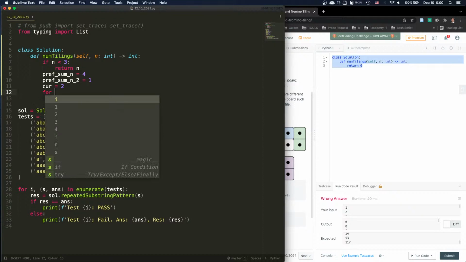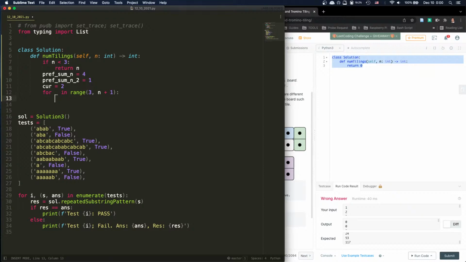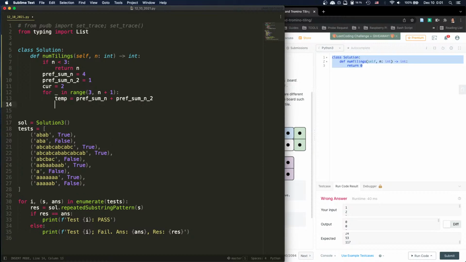Now, for this in range, right, from 3 to n plus 1, right? Wait, do we need plus 1? Oh, we do need plus 1. Okay, so for each one coming out, we're going to do a temp first. Temp is the new value, right? Temp is equal to, it's always going to be prefix sum n plus prefix sum. That's the temp. And then pref sum n plus equals temp.